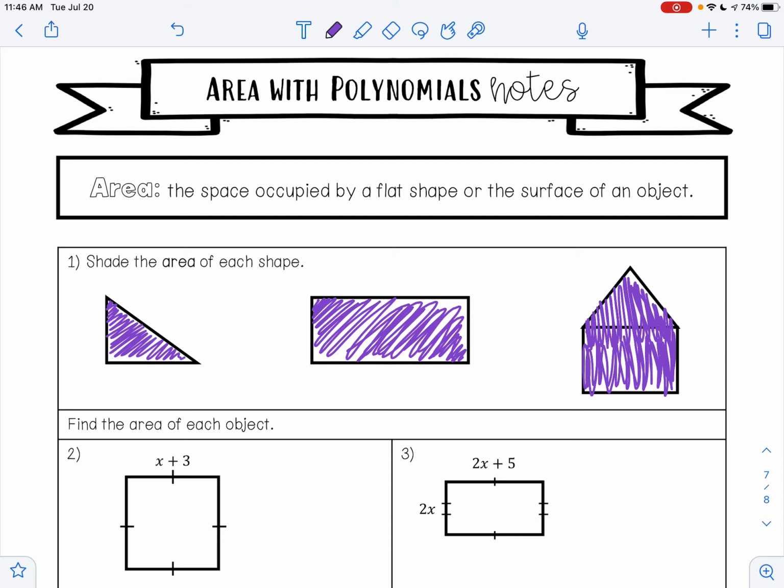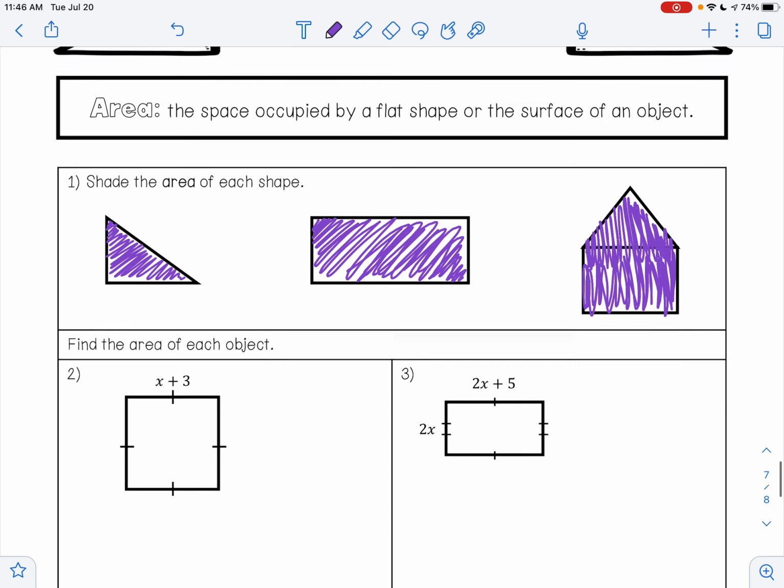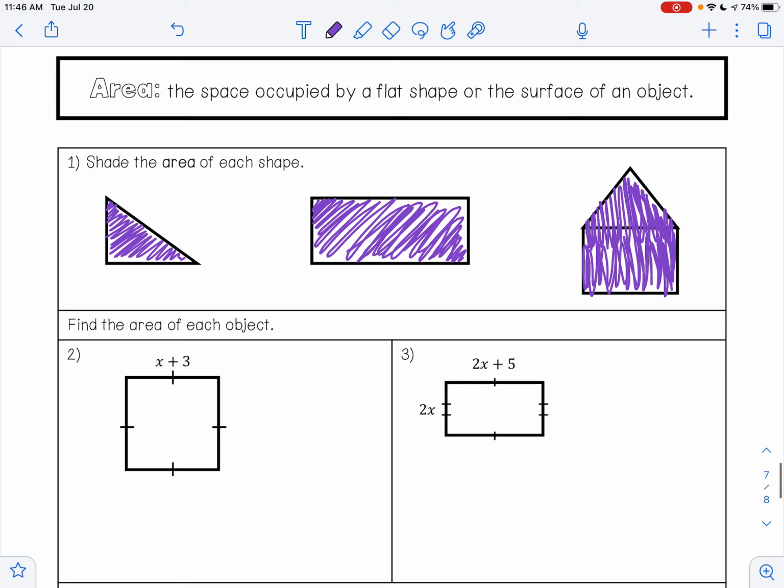So if we look down here at example 2, it says find the area of each object. For example 2, I have a square. I know I have a square because of the congruency marks. In a square, all 4 sides are the same. The formula for the area of a square is just the side length squared. And so the area is going to be x plus 3 squared.